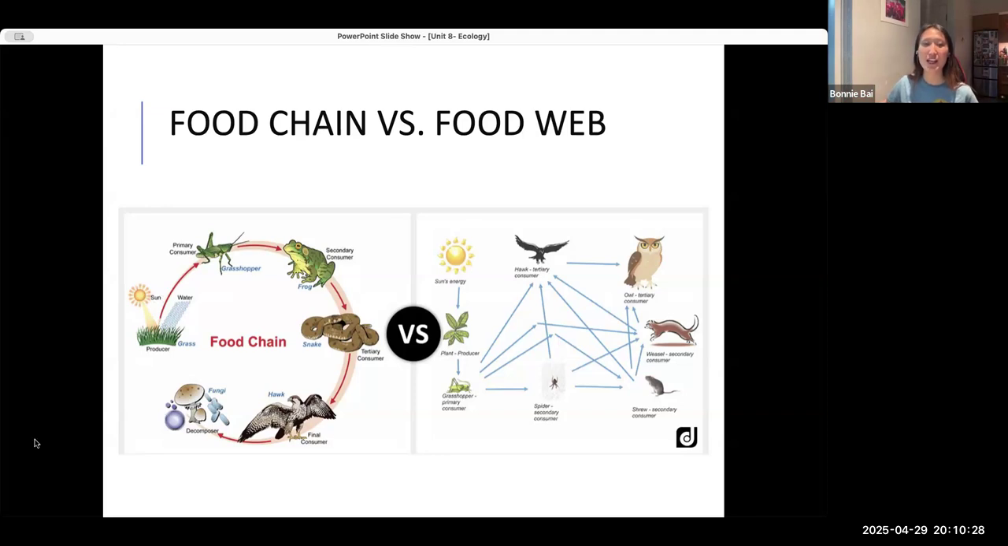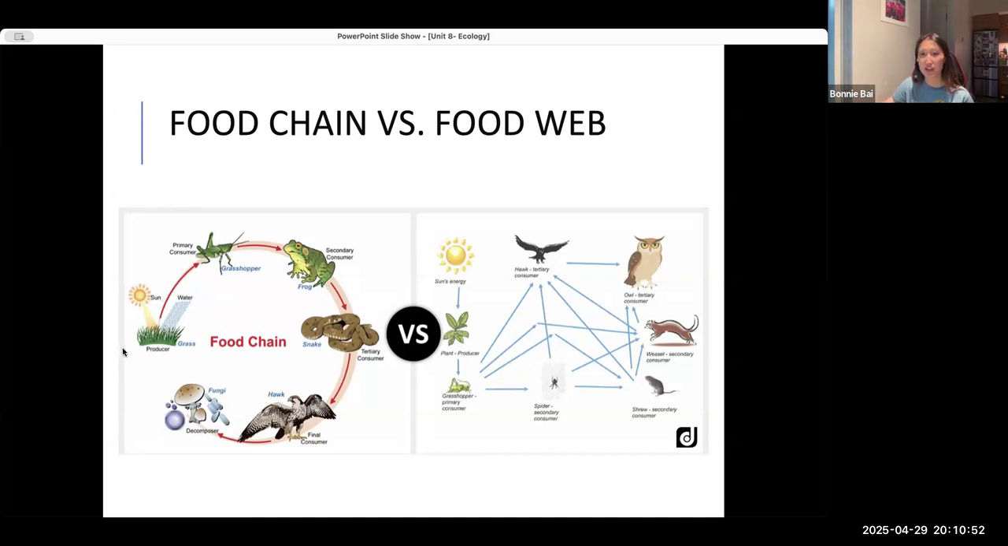So the sunlight's energy gets transformed into the energy that gets used in the plants. Then when the grasshopper eats some of the plants, that energy gets passed on to the grasshopper. And this arrow really shows the direction of where the energy is going. So from here to here and so on.